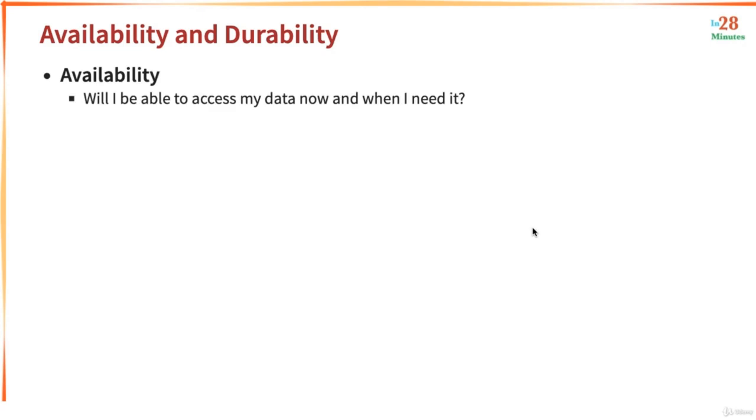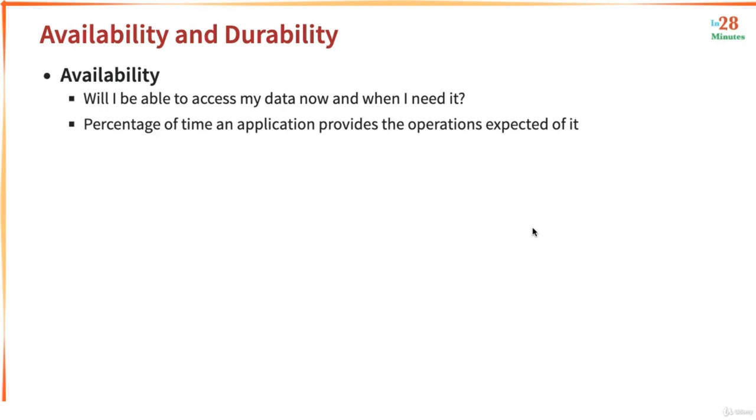Welcome back. In this quick step, let's look at availability and durability. We have already discussed availability when we talk about compute. Let's now discuss it in combination with durability. What is availability? Will I be able to access the data now and when I need it? So can I access my data when I need it? That's availability. It's measured as a percentage of time an application or a database in this specific situation provides the operations that is expected of it.